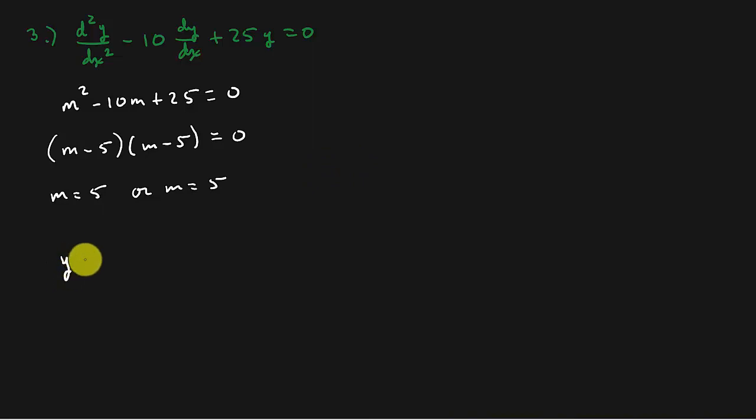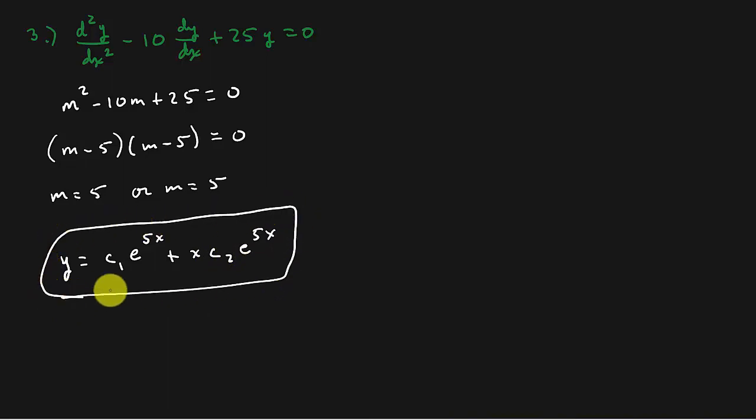And so that's going to give us y equals c1 e to the 5x plus, not x squared, x times c2 e to the 5x. And here's your solution. All right, so that's pretty easy there, not bad at all.